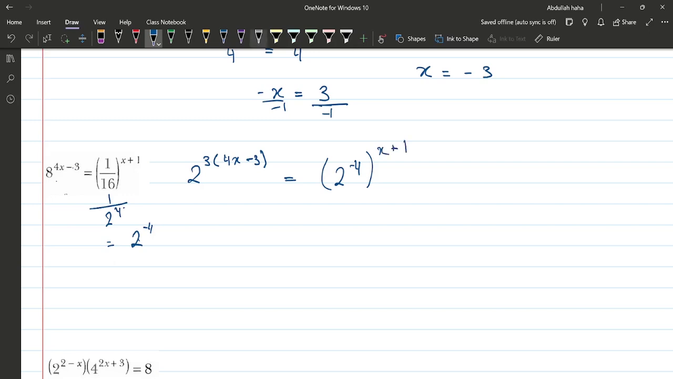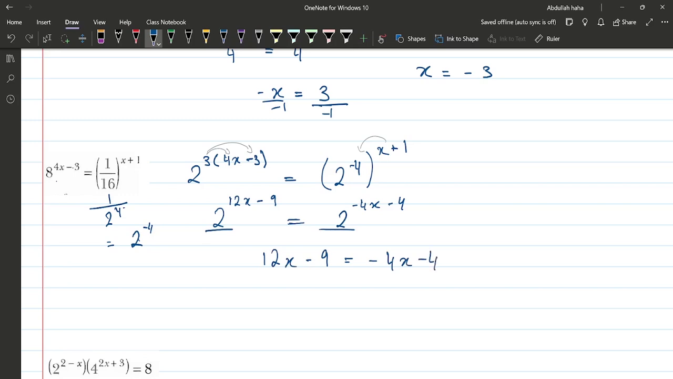Now we need to distribute, or simplify this, and this one also has to multiply here. Might need a lot more space for this. 2 to the power 12x minus 9 equals 2 to the power minus 4x minus 4. The bases are the same and it's equal, so we can just say 12x minus 9 equals minus 4x minus 4.